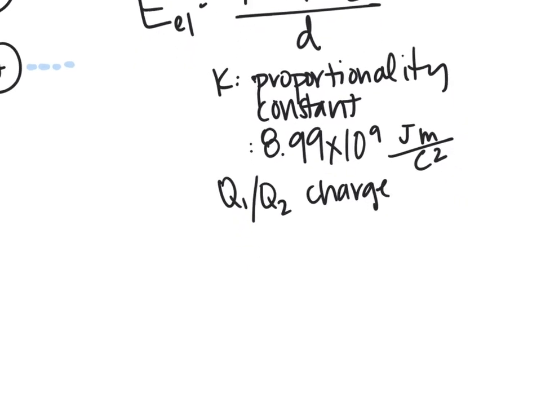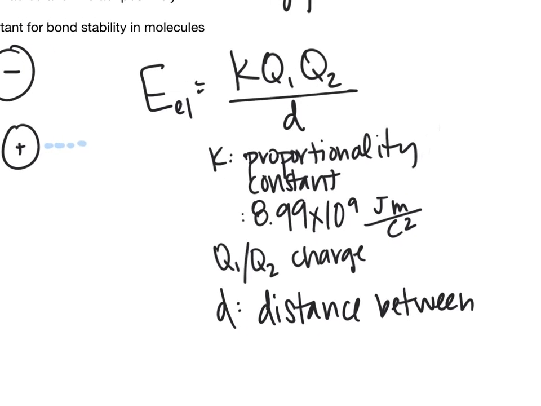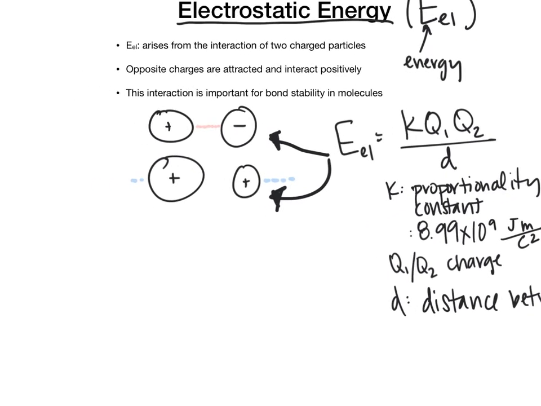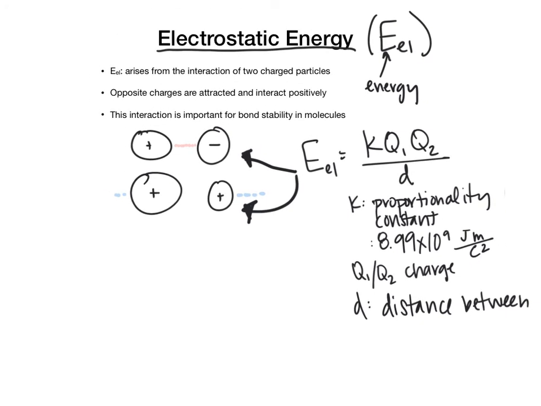And so D will be the distance between them. We'll see this information again later in Gen Chem 1, but basically this allows us to calculate the charges between here or the repulsion here. So positive energy is attraction, negative energy is repulsion. And so this interaction is really important for bond stability. Later in the semester, we're going to start to put molecules together in such a way that you can basically start to fit them together like Legos. And so we want to be able to calculate, is this a good interaction or a bad interaction?